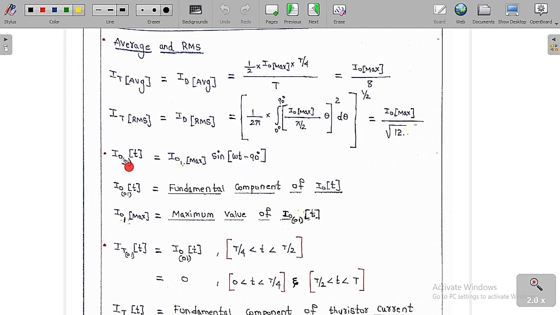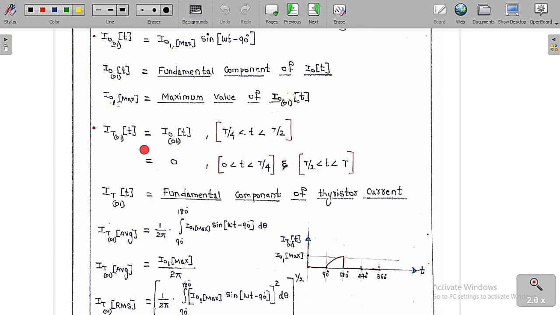The subscript 01 indicates that it is the fundamental component of the output current. So I naught 01 of t is equal to I01 max into sine of omega t minus 90 degree. This is the fundamental component of the output current. I naught 01 of t indicates the fundamental component of I naught of t, or simply the output current, whereas I01 max is the maximum value of the fundamental component of the output current, which is I naught 01 of t.